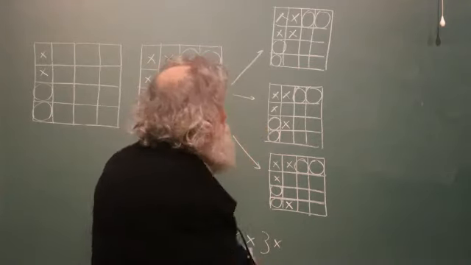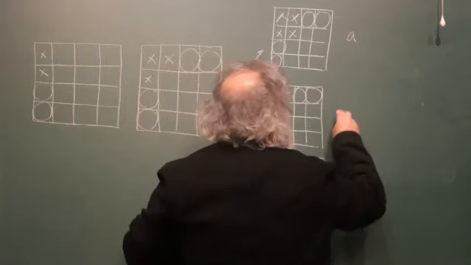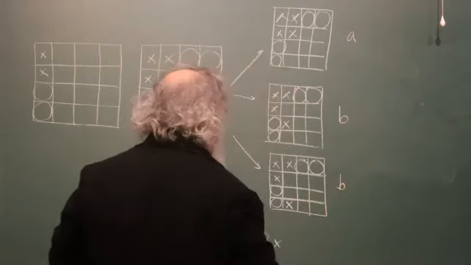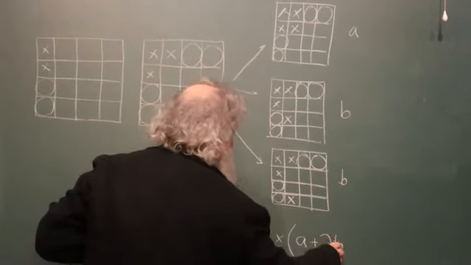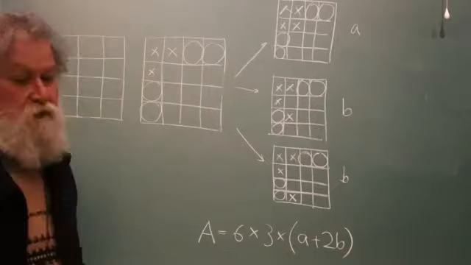If you had A of them, if you had B of them, you will also have B of them, of course. So this is 6 times 3 times A plus 2B, whatever A and B are. All right?